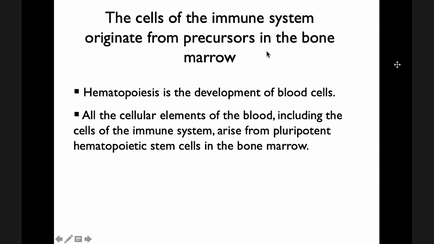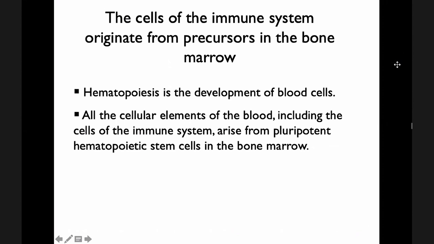These cells of your immune system originate from precursor cells in bone marrow, right? And the process is called hematopoiesis, wherein your blood cells develop.